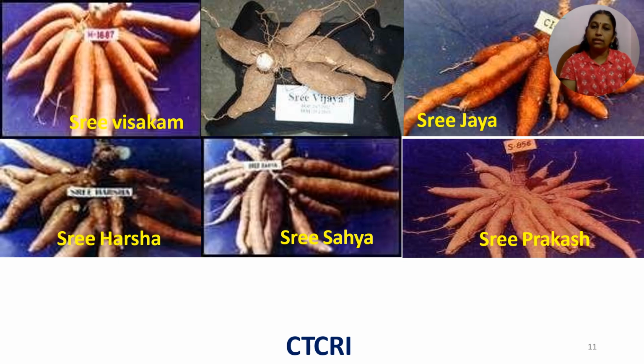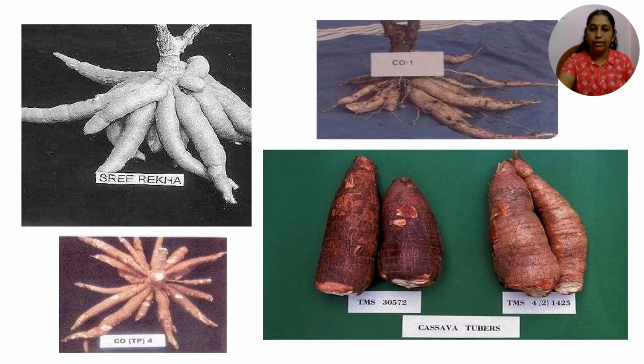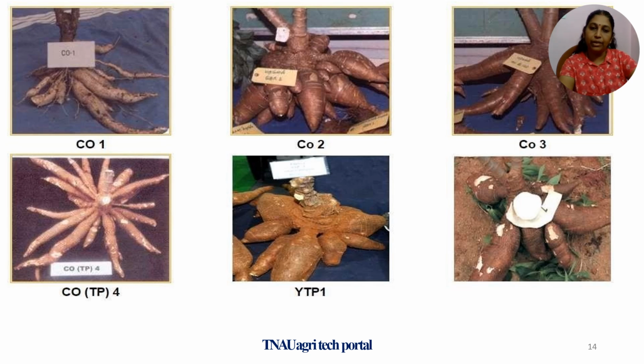So we can see the tubers of various varieties released by CTCRI, that is Central Tuber Crops Research Institute, located in Kerala. You can see the various varieties of cassava, and here also we can see the various tubers of cassava. From TNAU we have the Coimbatore series, and from Yethapur, the tapioca and cassava research station, we have a few varieties which start with YTP 1, 2, 3 likewise.